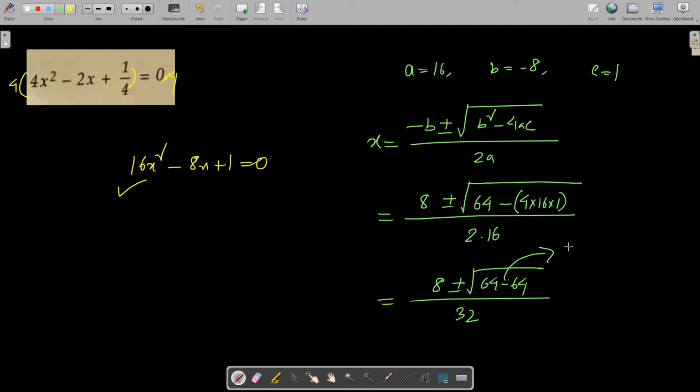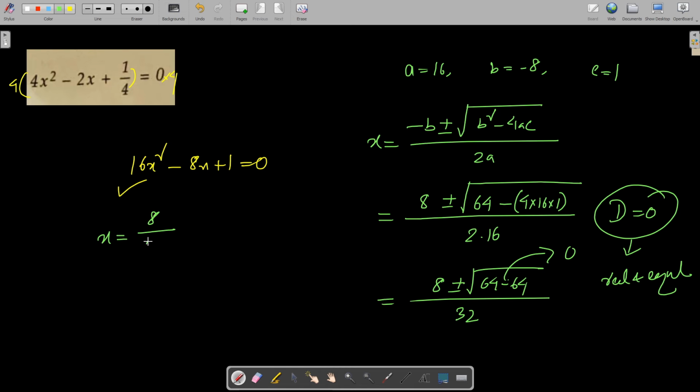Now say this part is completely becoming 0. If you remember, in 10th standard we learned that if the value of the discriminant, that is b square minus 4ac, is 0, then the roots are real and equal. So what's left in this? The only thing that's left is 8 divided by 32, which is what? 1 by 4. So what are the two roots of this equation? Since they are equal, both the roots will be 1 by 4 and 1 by 4.